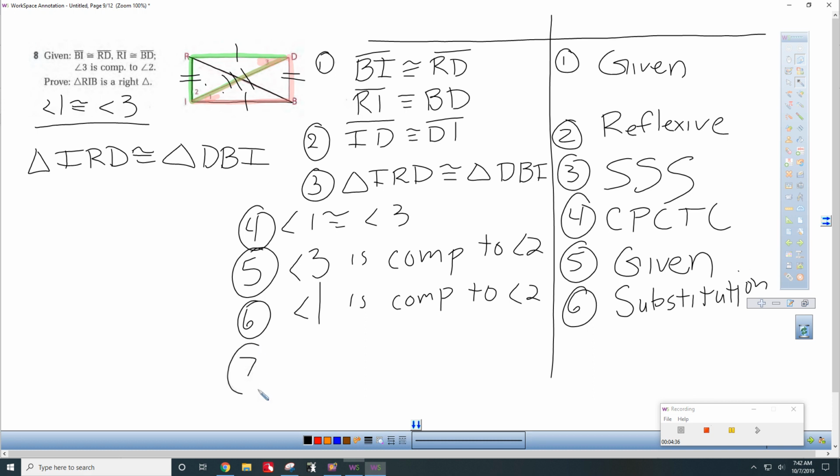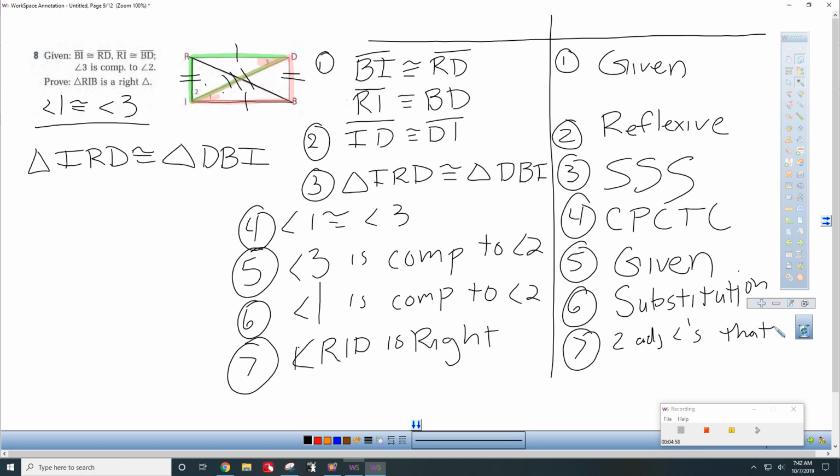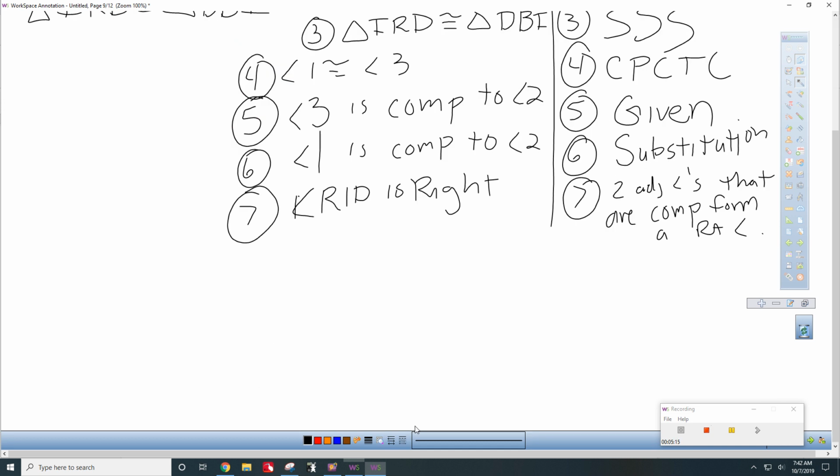Number 7, I can say that angle RID is a right angle. And my reason would be 2 adjacent angles that are complementary form a right angle. It's kind of like the converse of a theorem. That is a theorem.